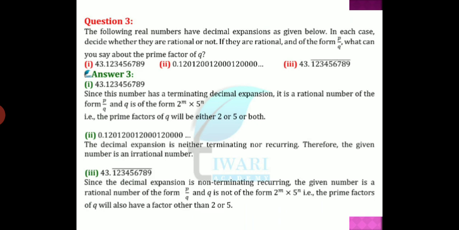First one, 43.123456789. So it is terminating. Since it is terminating, it is a rational number, and definitely, since it is terminating, the denominator will be of the 2 power n, 5 power m form. Then the second one, you see it is going on, it is non-terminating and also not repeating, therefore it is an irrational number. Third one, you can see the bar there, so it is non-terminating and repeating, therefore it is a rational number. But since it is non-terminating repeating, the prime factors of q will not be of the form 2 power n, 5 power m.